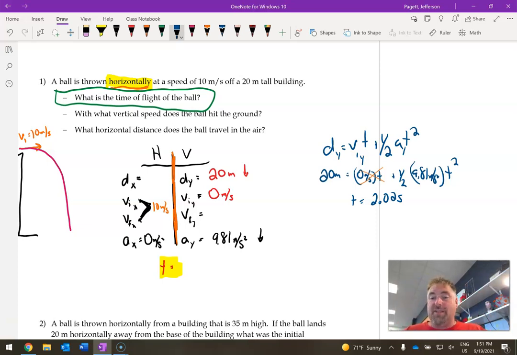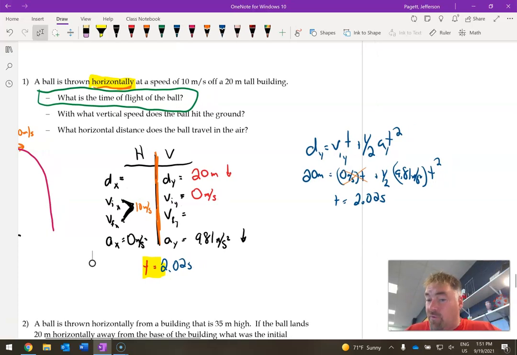We want to get t all by itself, so we have to get rid of the 1/2 of the 9.81 first, and then we have to take the square root to get it from t squared to t. Okay, so once we know the time is 2.02 seconds, that now becomes part of our given. So now the next piece is that we want to find the vertical speed the ball hits the ground with.